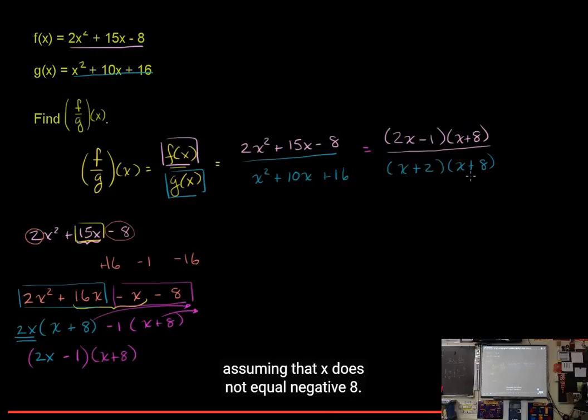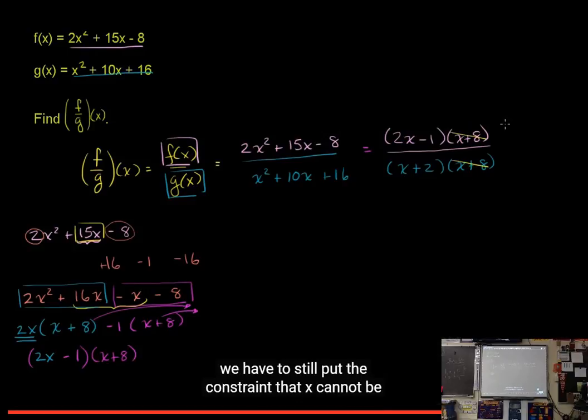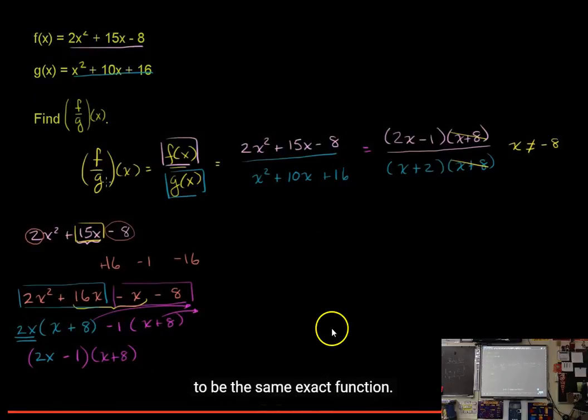Anyone got an idea what we get to do here now? The x plus 8s are going to cancel, because we've now found common factors in the numerator and the denominator, so now I can divide both the numerator and denominator by x plus 8. And when I do that, I end up, as long as x is not negative 8, is what that tells me.